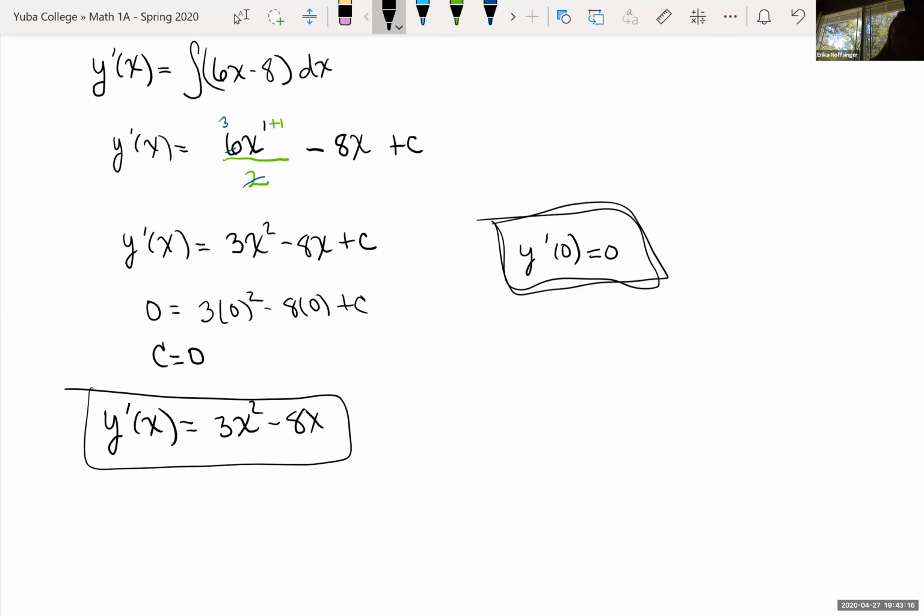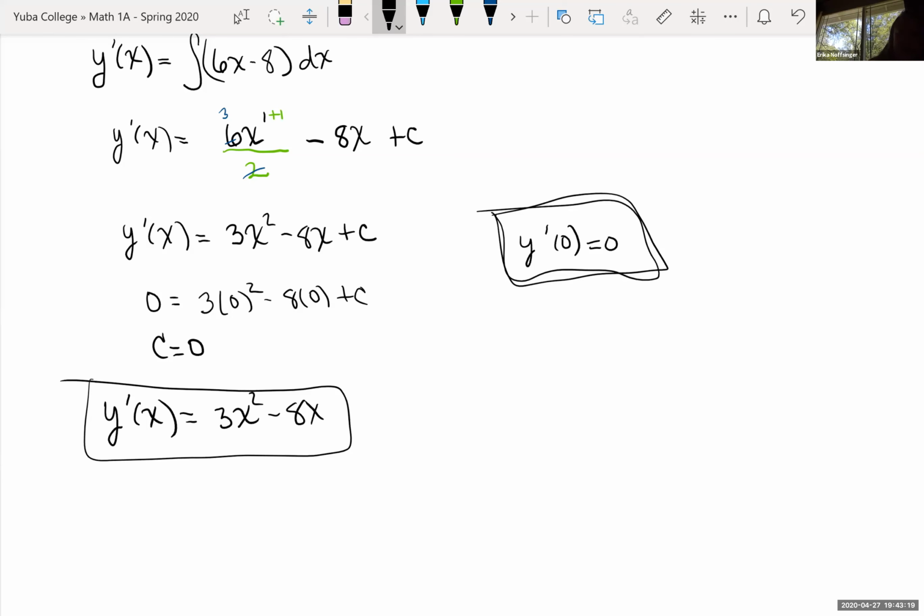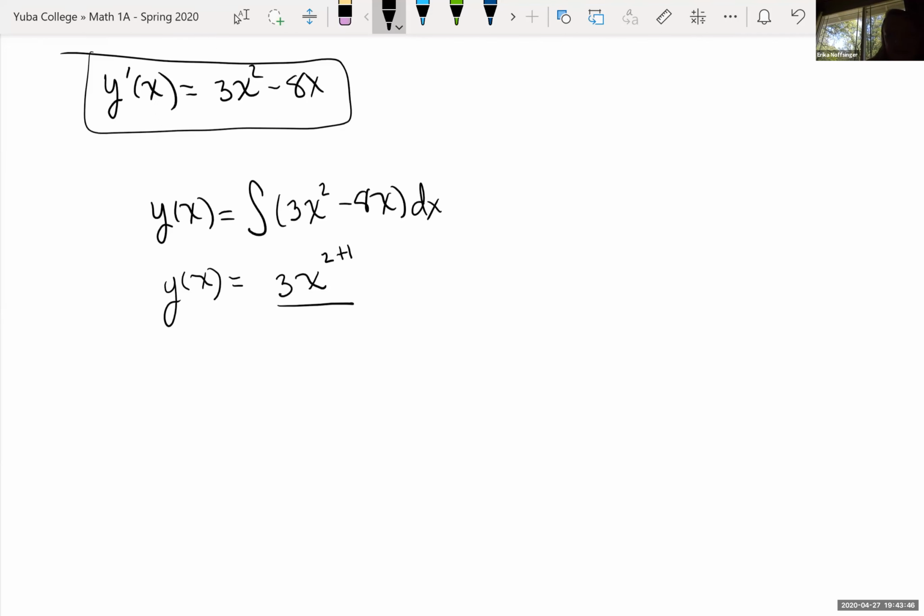So we're almost there. We could figure out what y is by taking the antiderivative of the first derivative. So take the antiderivative of 3x squared minus 8x dx. I have 3, add 1 to my exponent, so 2 plus 1, divide by my new exponent, which is 3. Minus 8, add 1 to my exponent, so 1 plus 1, divide by my new exponent, which is 2, plus my constant c.